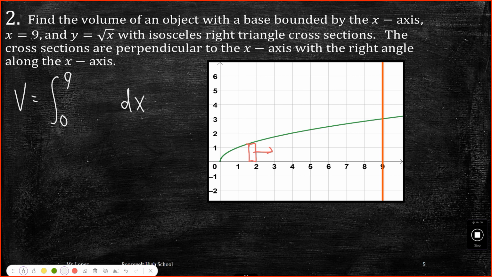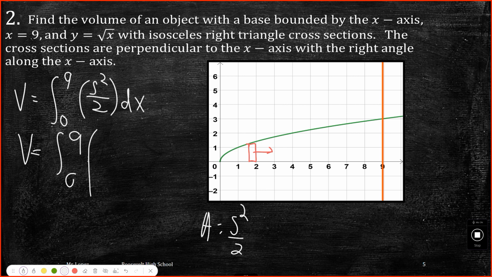Hold on. So what is the formula for isosceles? What was it? S squared. And we put it here, s squared over 2. So we go 0 to 9. S is what? Is it really that easy?